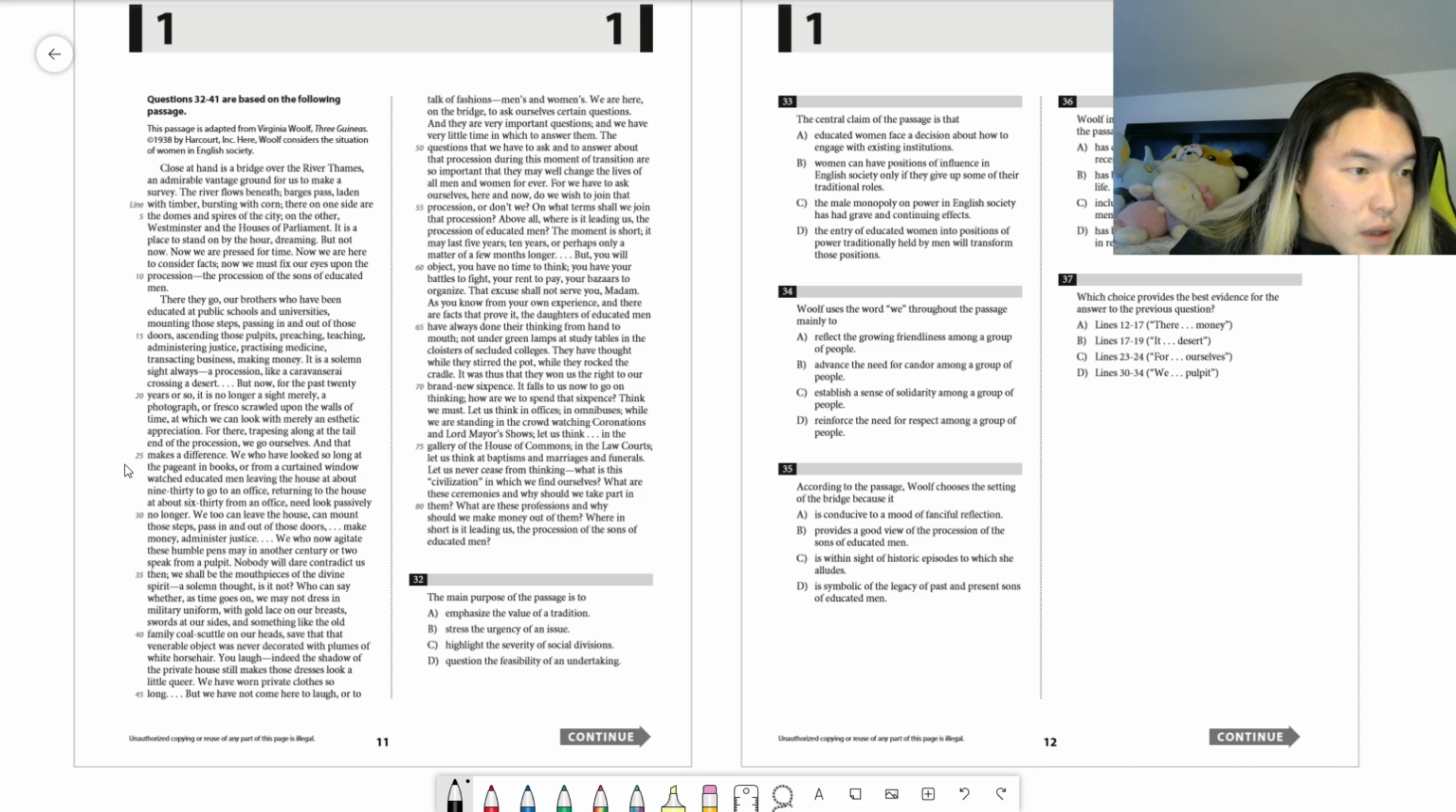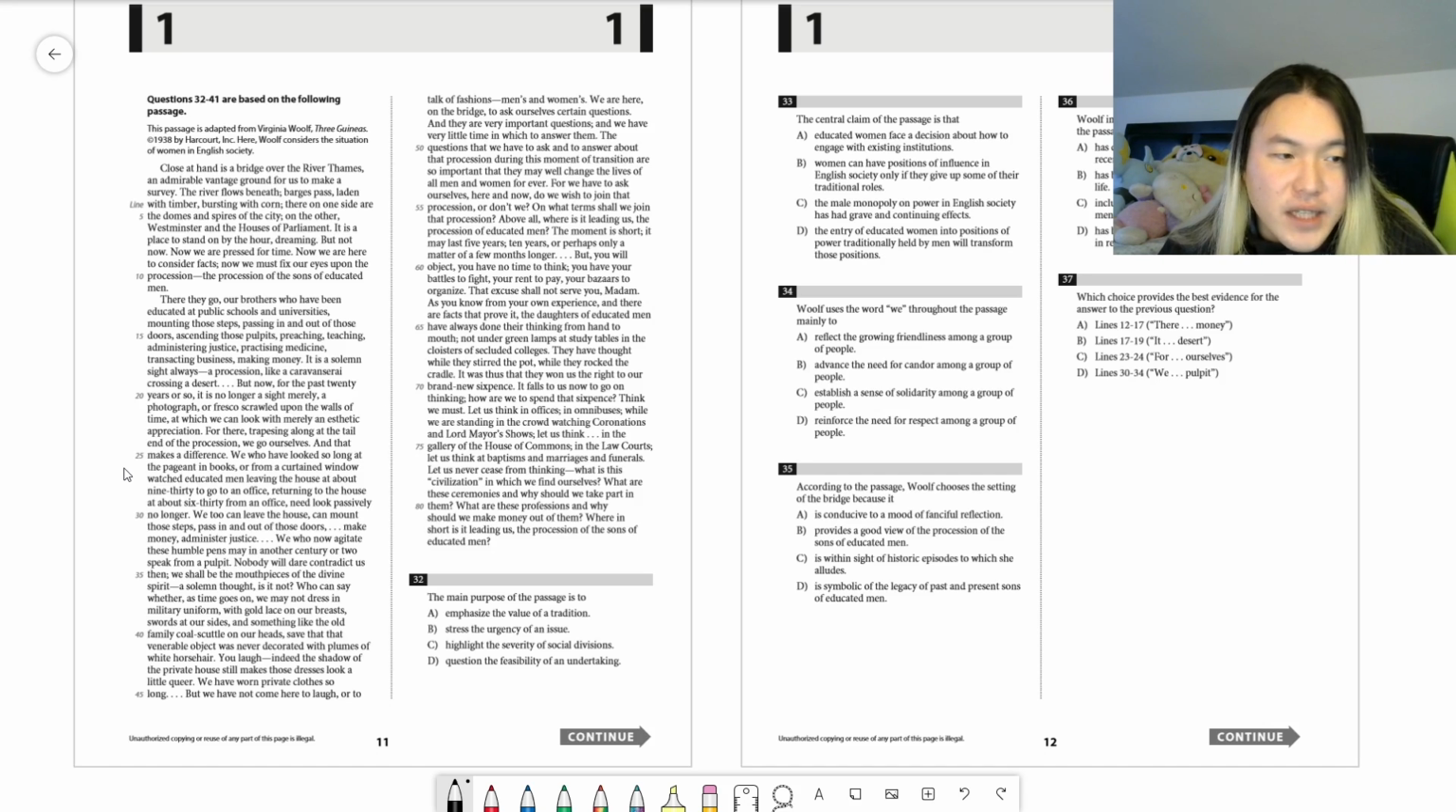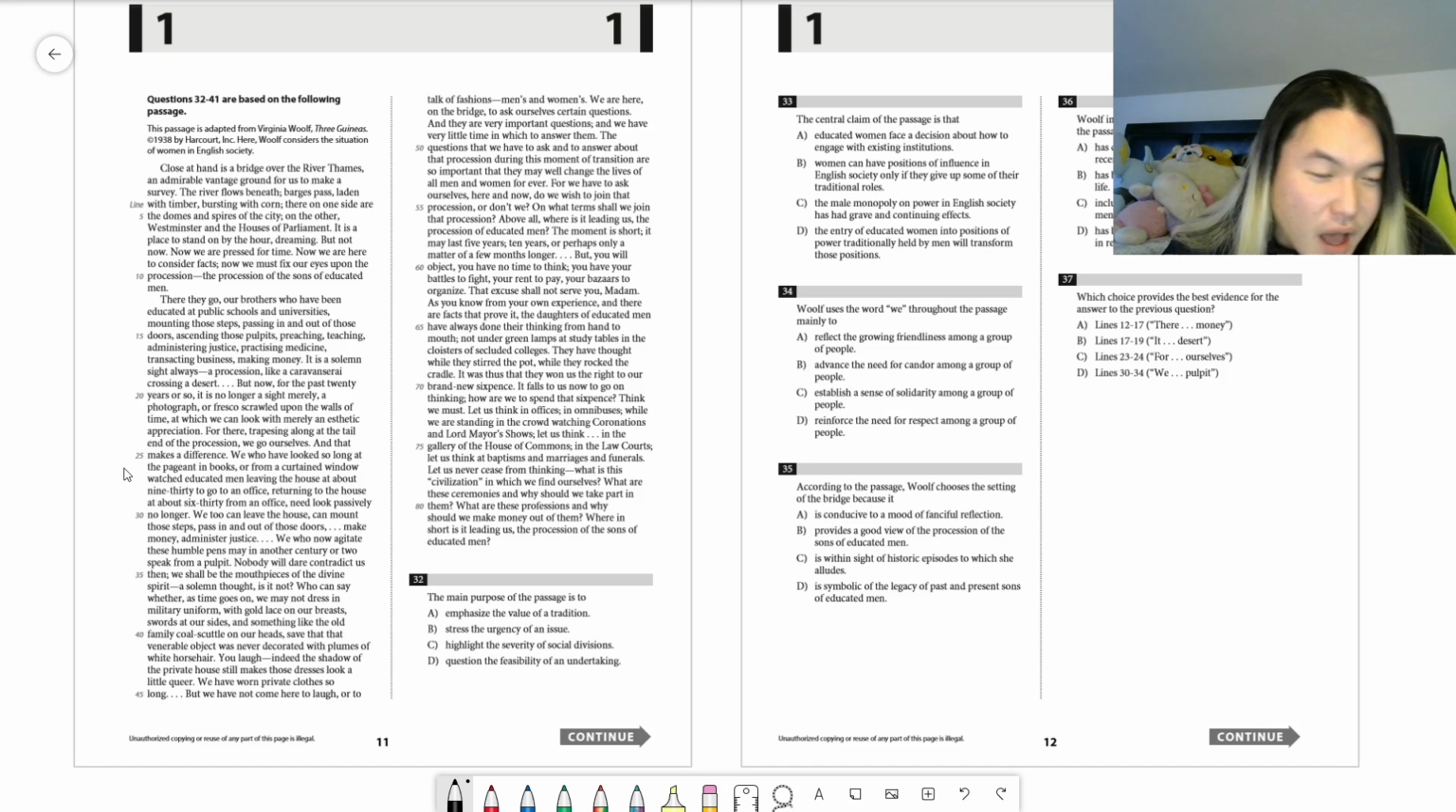We who have looked so long at the pageant in books or from a curtained window, watched educated men leaving the house at about 9:30 to go to an office, returning to the house at about 6:30 from an office, need look passively no longer. We too can leave the house, can mount those steps, pass in and out of those doors, make money, administer justice. We who now agitate these humble pens may in another century or two speak from a pulpit. Nobody will dare contradict us then. We shall be the mouthpieces of the divine spirit. A solemn thought, is it not?